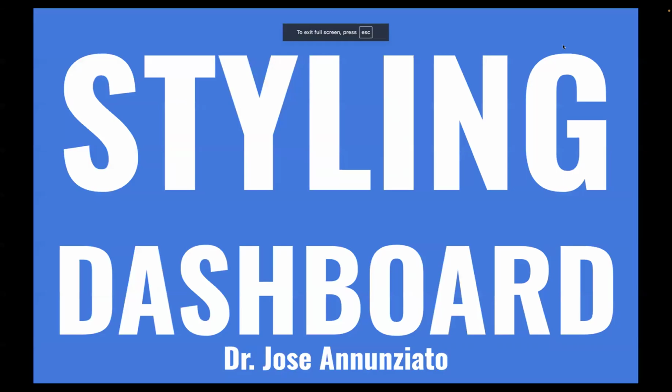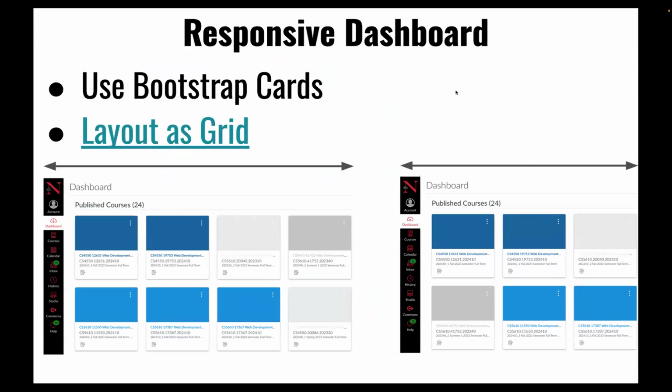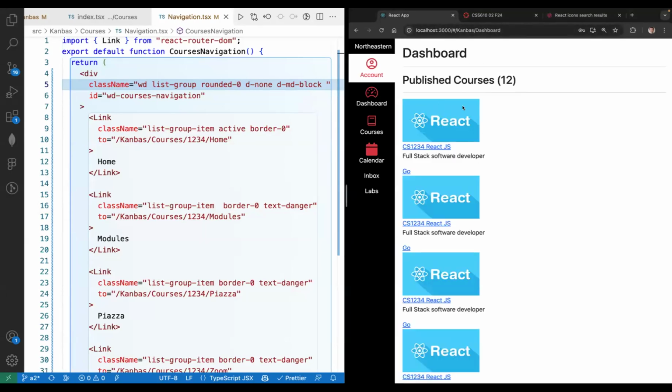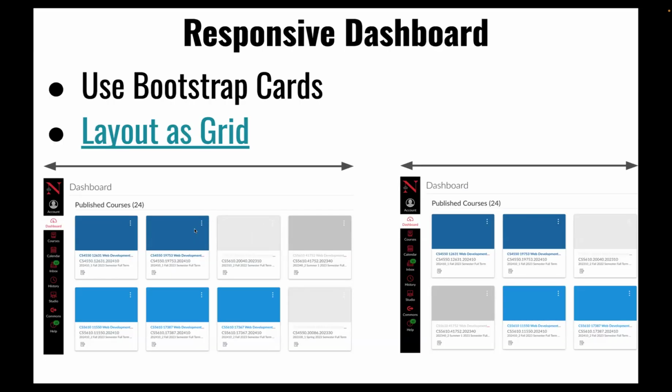All right, so let's talk about styling the dashboard. Currently, the dashboard is just a bunch of images. If we go to the dashboard, you have some images and some links to the courses. It allows you to navigate there, but it's nowhere near as pretty as the one from Canvas. The real Canvas, when it's very wide, shows this grid of cards that shows the courses. And there's nice gutters in between. There's some nice spacing, and it's also responsive.